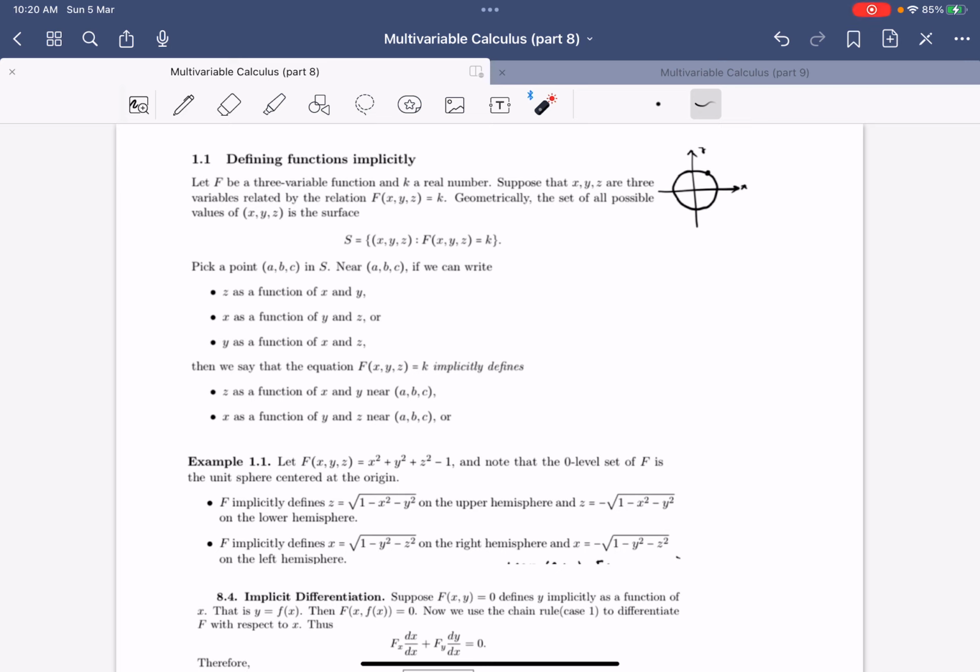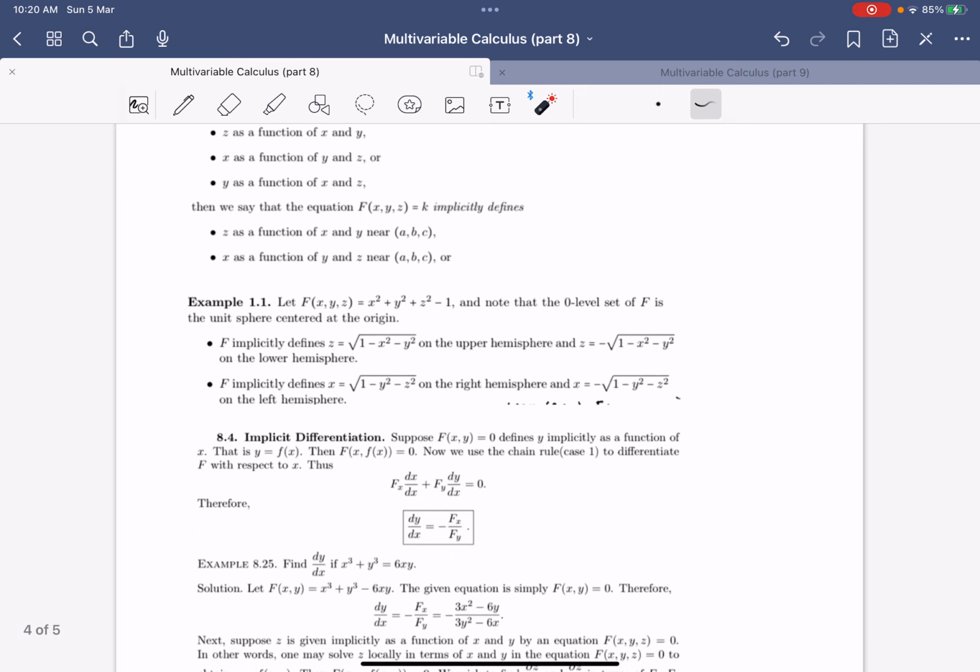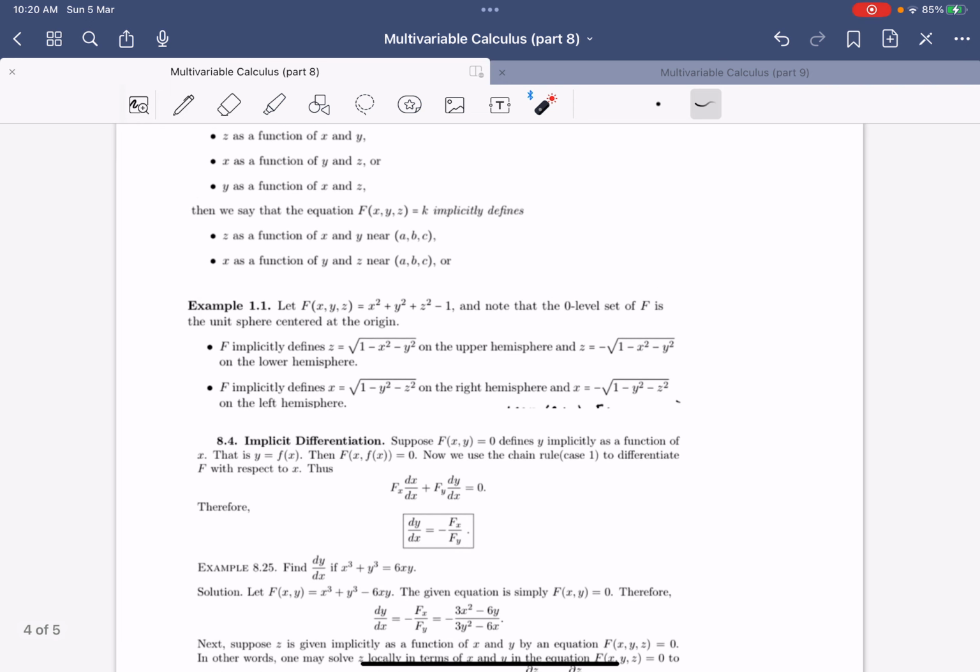And if we are able to write z as a function of x and y, we can also say that this function defines z as a function of x and y implicitly. So we can take note of the following. x can be written like this for our upper hemisphere, and z can also be written like this for the upper hemisphere. And so we can say that this relation F defines z implicitly. Similarly for x and y.